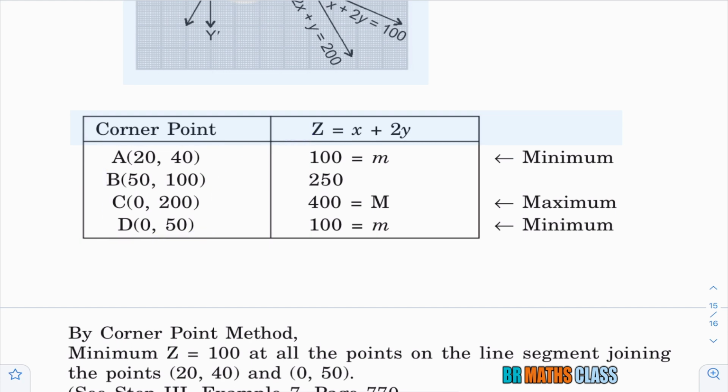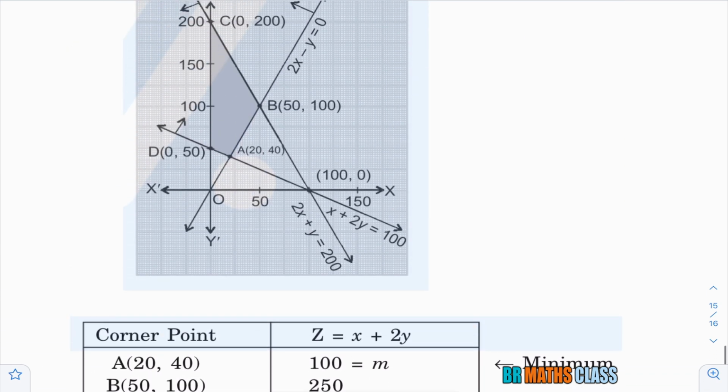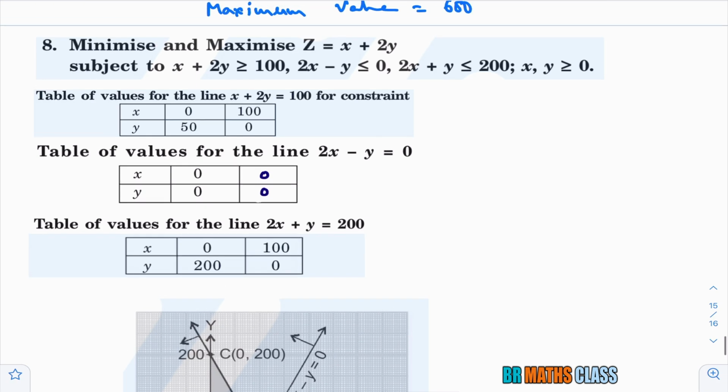And you see here, we got a minimum at 2 points. Minimum at 2 points, maximum at 1 point. As feasible region is bounded, we can conclude here. What you can conclude? Minimum at 2 points: 20, 40 and 0, 50. Okay. Maximum at z equal to 400. Maximum value is 400 at 0, 200. I hope you can understand this solution.